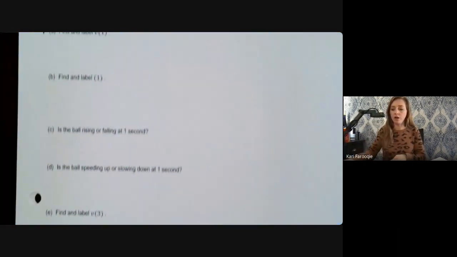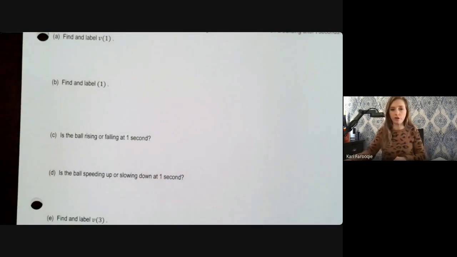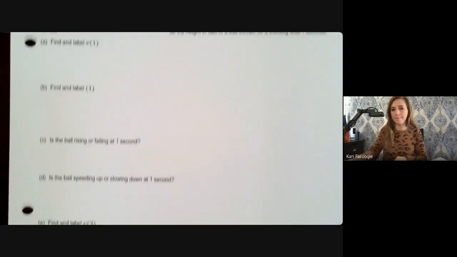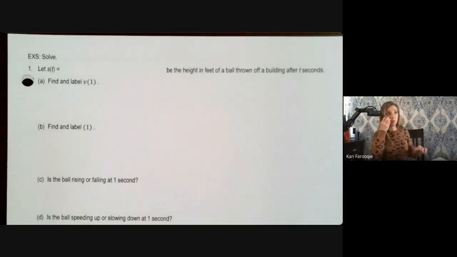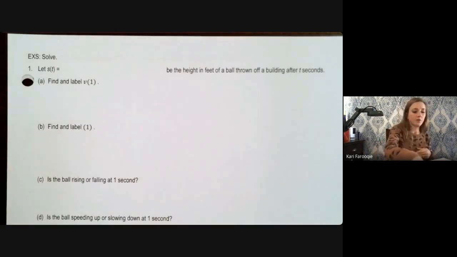Okay, let's talk about some applications here. For those of you who've ever talked about physics or talked about this type of problem using acceleration in algebra, we're going to talk about the second derivative and how it relates to a position function for the height of a ball after a certain amount of time, t. So we'll do that now.